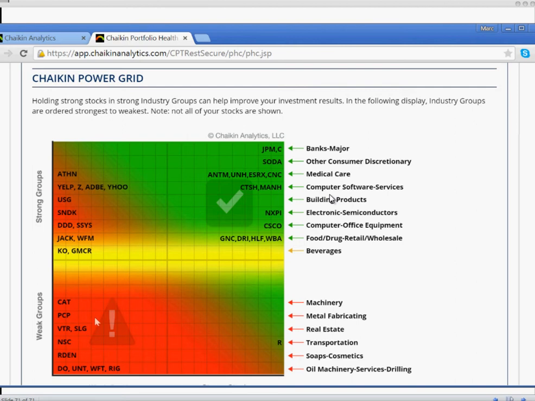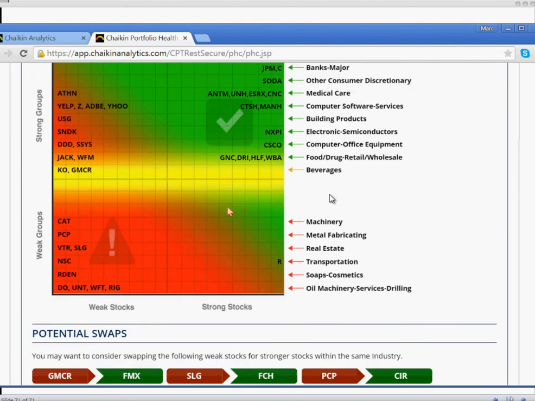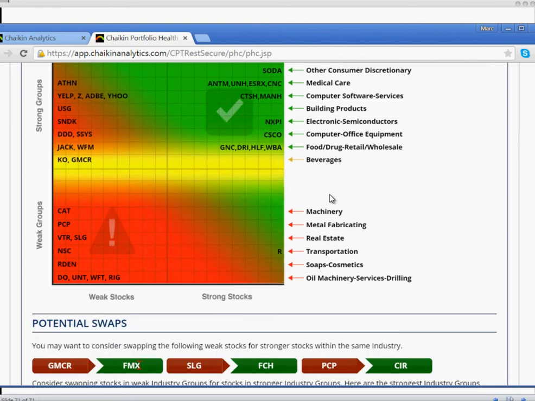At the bottom left is where we really shine. These are weak stocks in weak industry groups, and the energy stocks have been featured there for 8 months. There's your Diamond Offshore rig. Here's Norfolk Southern in the railway group. It's been very weak. I'll show you a chart on that. And then we have swap recommendations. Green Mountain Coffee, remember that was bearish. We're saying switch into FMX. PCP, switching to CIR.